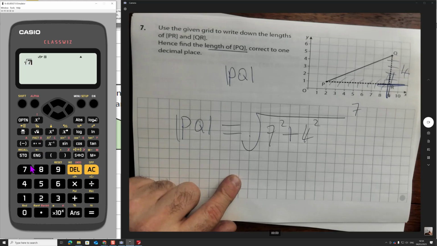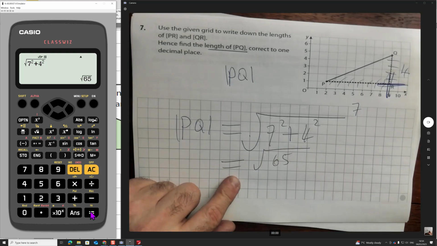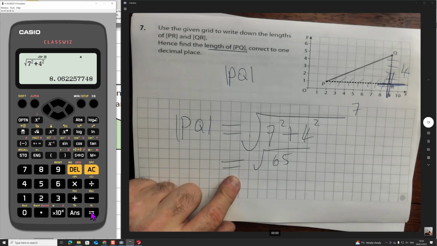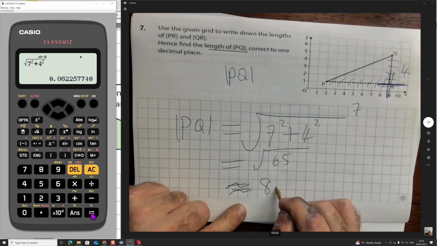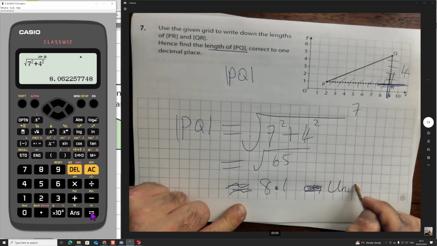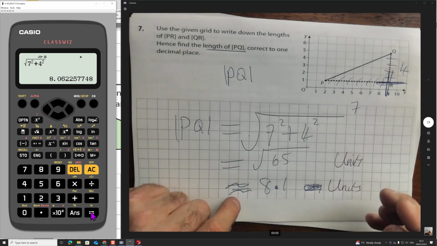Square root, it's equals first, it's shift equals second, it's look for 8.1, is approximately 8.1, not centimeters, units. And bring that up to the exact answer as well, and that's enough.